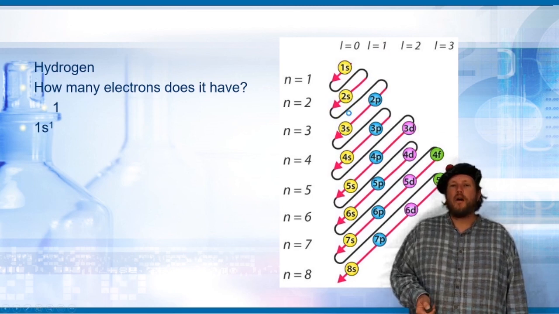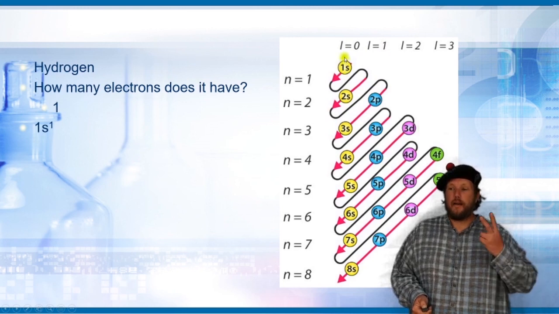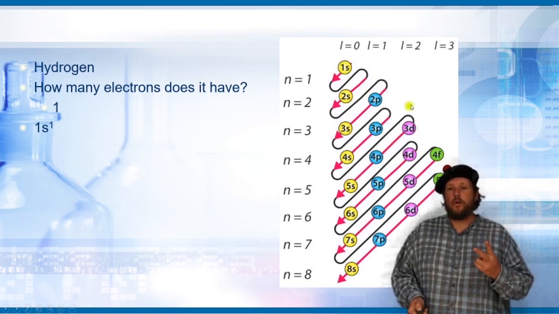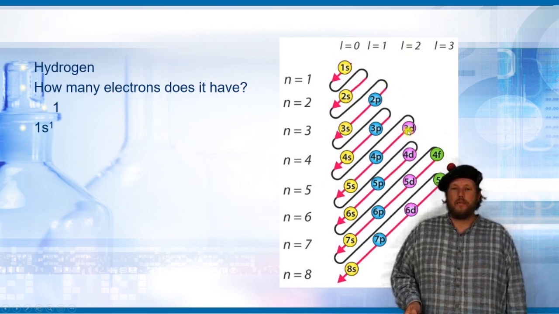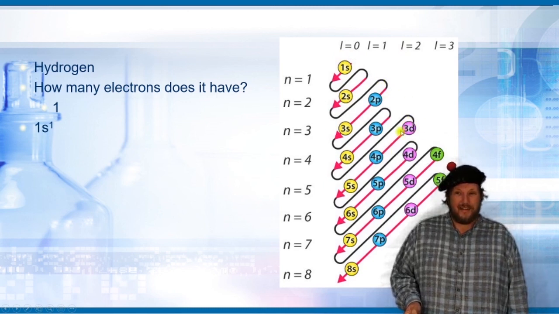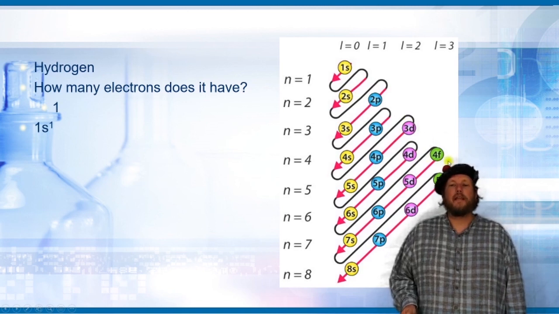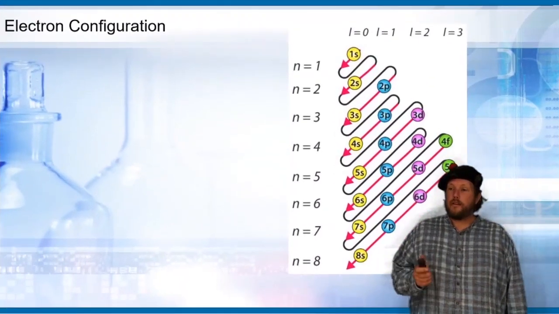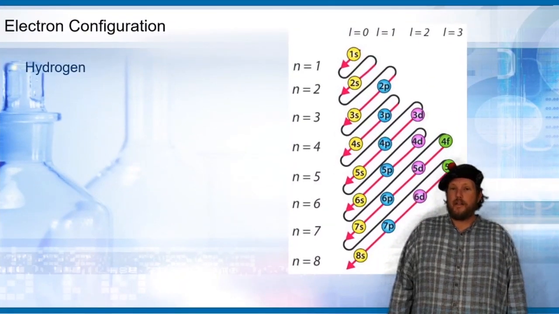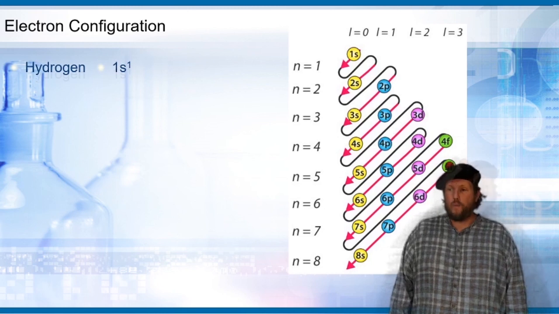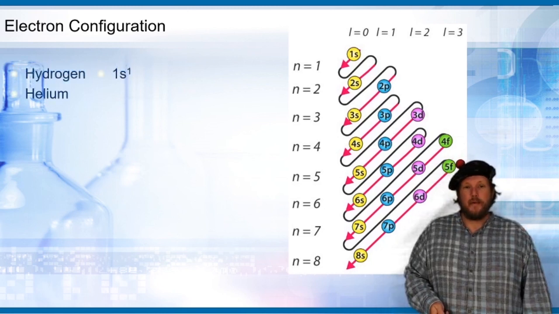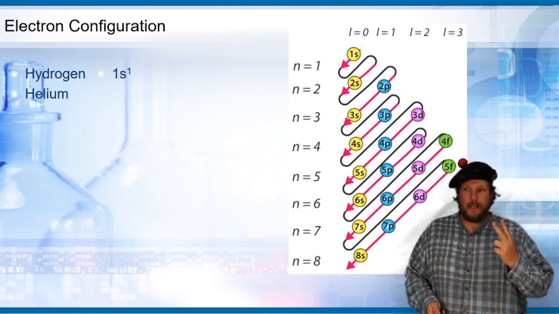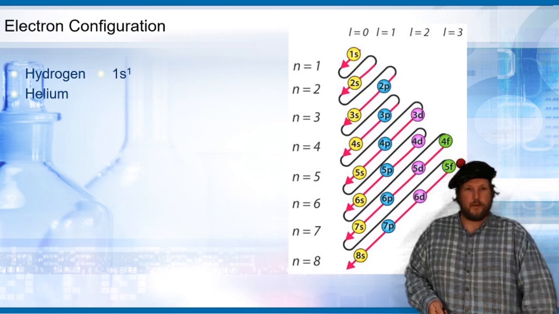The things to remember are that in all of the s orbitals in a given level, we can only have 2 electrons. In all of the p orbitals in a given level, we can have 6 electrons. In all of the d orbitals in a given level, we can have 10 electrons. In all the f orbitals in a given level, we can have 14 electrons. So let's look at another one. Hydrogen, again, 1s1. Helium has how many electrons? 2 electrons.